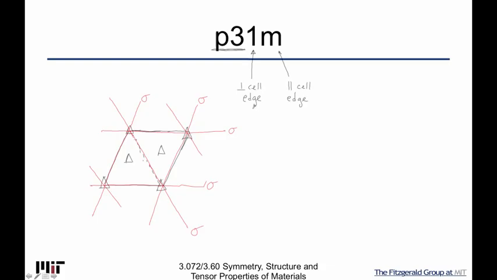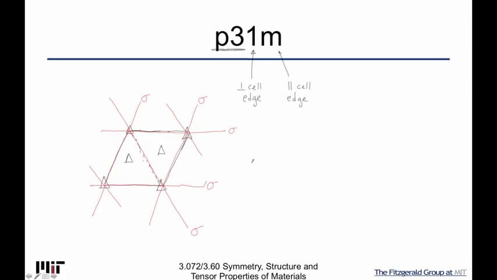When I draw them along the edge, parallel to the edge, which is why the M is located parallel to the cell edge, and I have nothing perpendicular to the cell edge. If I did, it wouldn't be compatible because they're not at 90 degrees. So I have to put a 1 in here, which just basically means identity, right? There's no mirror plane there. So this is telling me that I did not put the mirror plane in perpendicular to the standard cell edge. I put it in parallel to the standard cell edge.